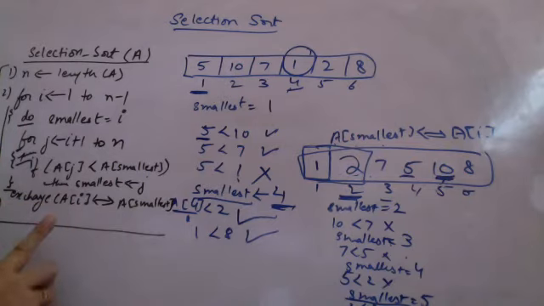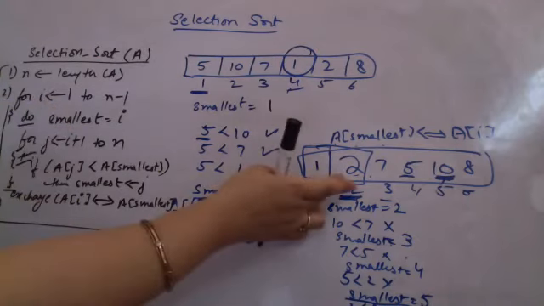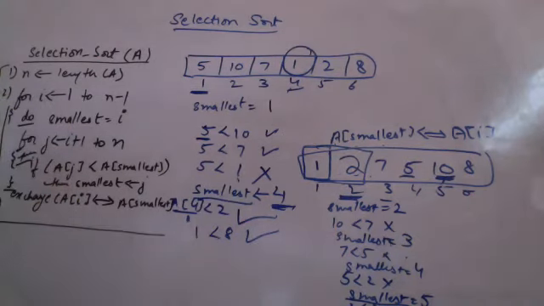So in the first pass, the smallest element is selected and put in the first position. You go again, you increment I, again do the same procedure and continue doing it. This is known as the selection sorting procedure.